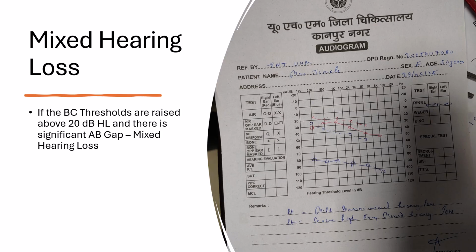Again, mixed hearing loss. What is mixed hearing loss? If both AC and BC thresholds are raised, but there is still a significant AB gap, we label it as mixed hearing loss. So in this, we see that in the left ear we have a significant AB gap, but the bone conduction is also below 25 decibels.